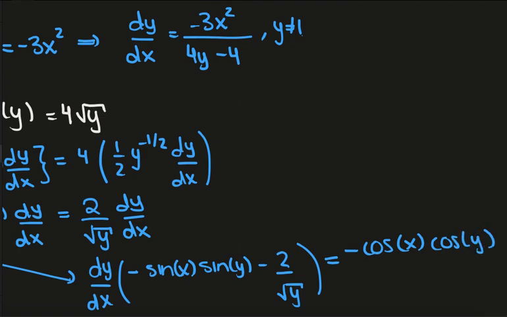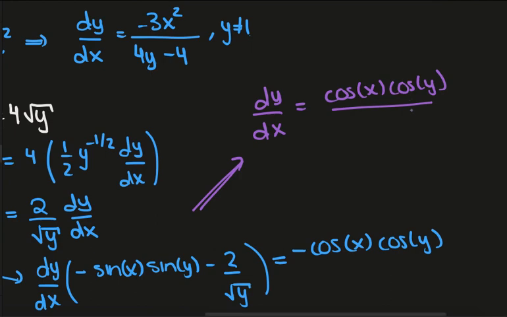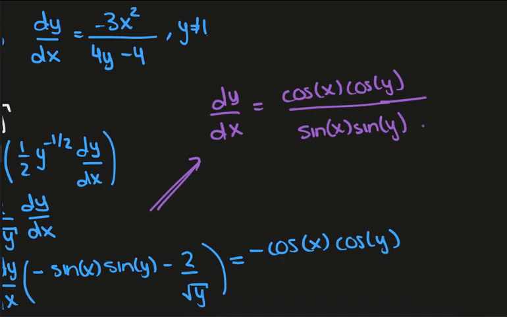So I can divide by -1 and then divide all these terms. So I end up with dy on dx is cos x cos y divided by sine x sine y plus 2 on root y. I can multiply everything by root y, but that's no big deal, so I'll just leave it here.